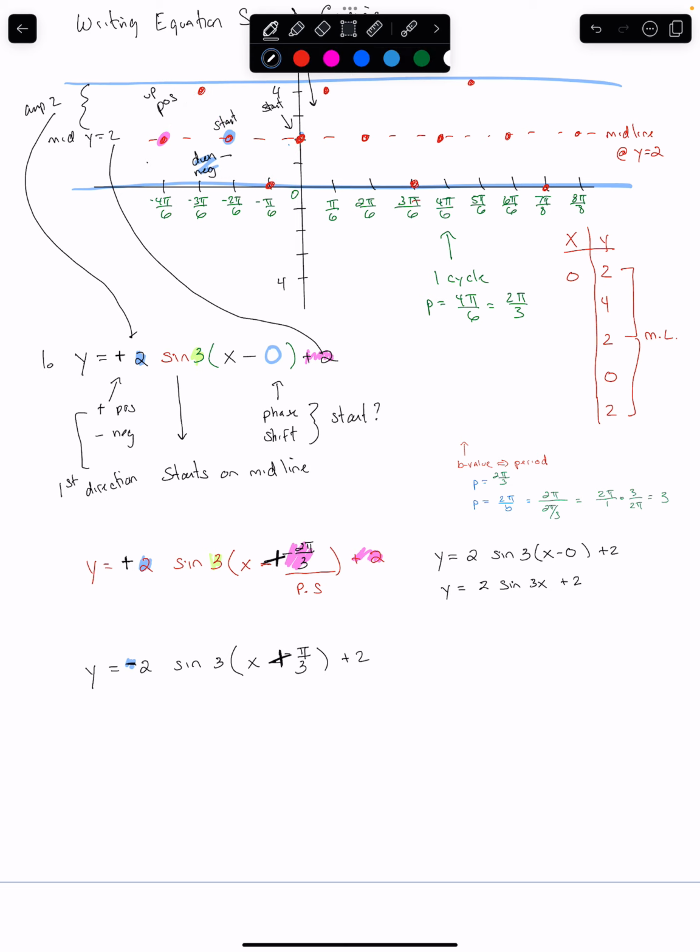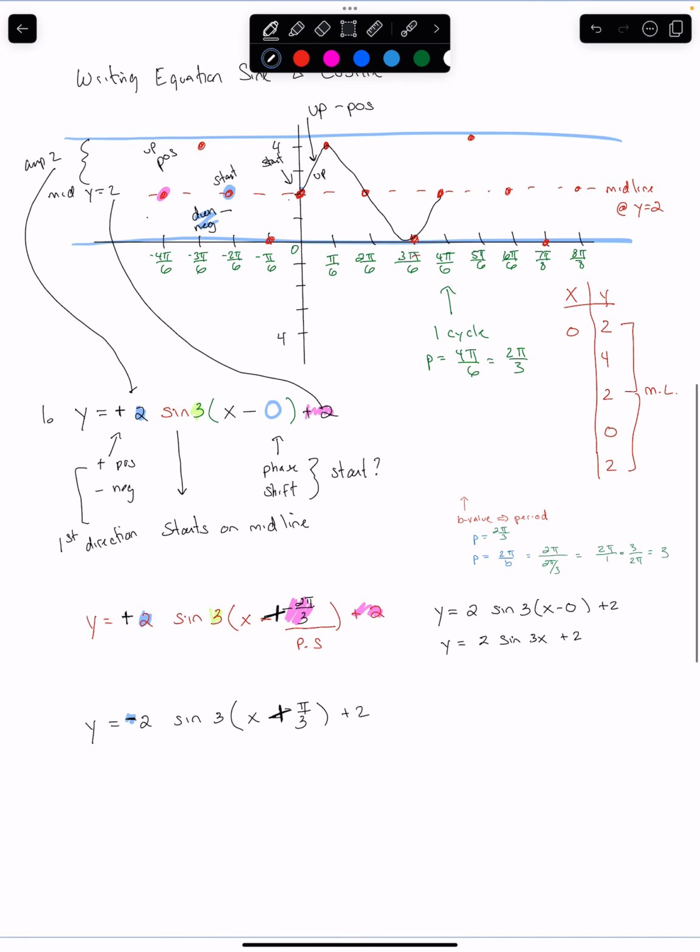And if I did start at 0, 0, then the first thing I did was go up, and because I'm going up, that's a positive sign, or positive 2 sine. And you can do that all the way through as often as you like. I'll do one more.